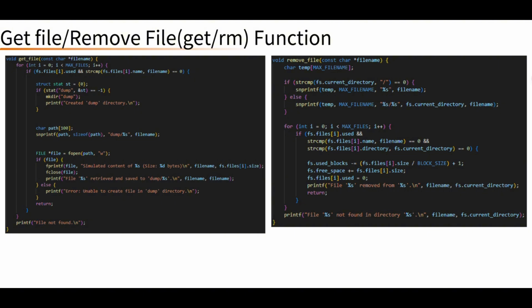And the remove file function uses a loop to search for the target file, checking that use is 1, the file name matches, and the file belongs to the current directory. If all conditions are satisfied, it indicates the target file has been found.